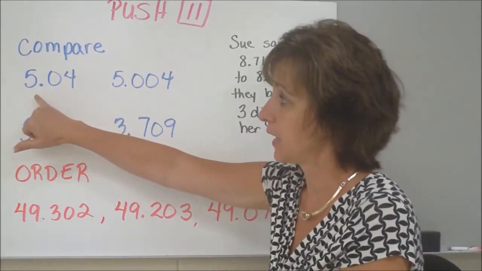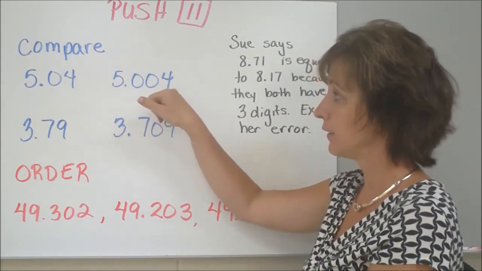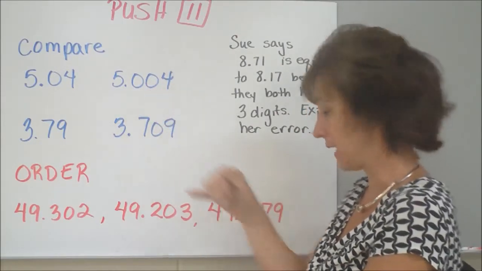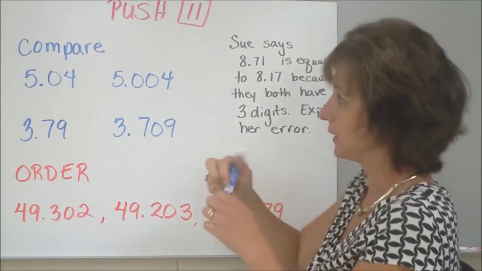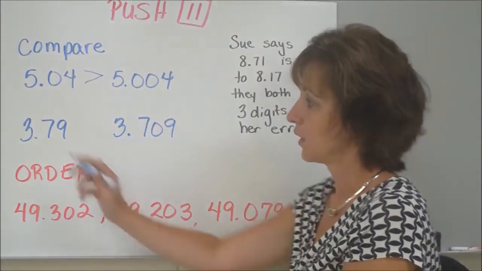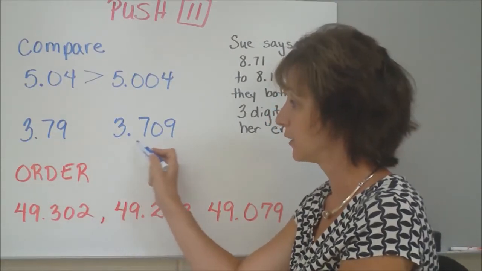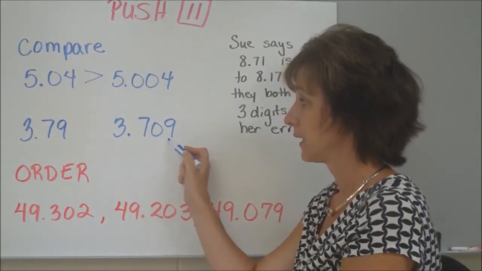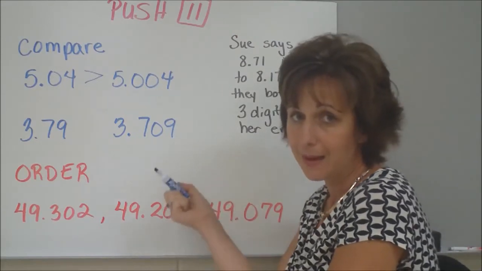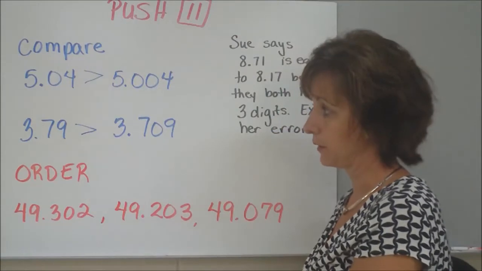This says $5.04 versus $5.004, which means that your sign should be in this direction. $3.79 compared to $3.70 with 9 nonsense or 9 thousandths. So again, that one is larger.